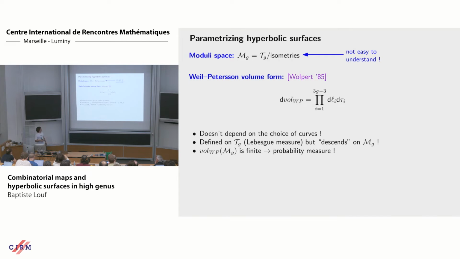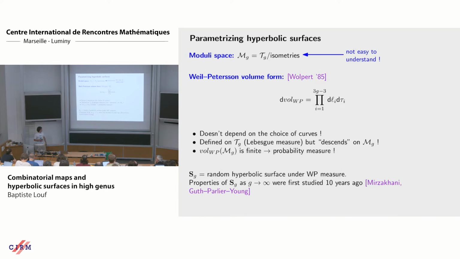It's all very complicated, but a good thing is that it's just a quotient of the Lebesgue measure. It doesn't depend on the choice of curves. And something that's very good when you want to do probability is that the volume of the whole space becomes finite after quotienting. So then you can do probability. You can make sense of what it means to have a random hyperbolic surface, and this is what we call the Weil-Petersson measure on hyperbolic surfaces of genus G. And so you can sample a random hyperbolic surface. I'll call it S_G for this talk.